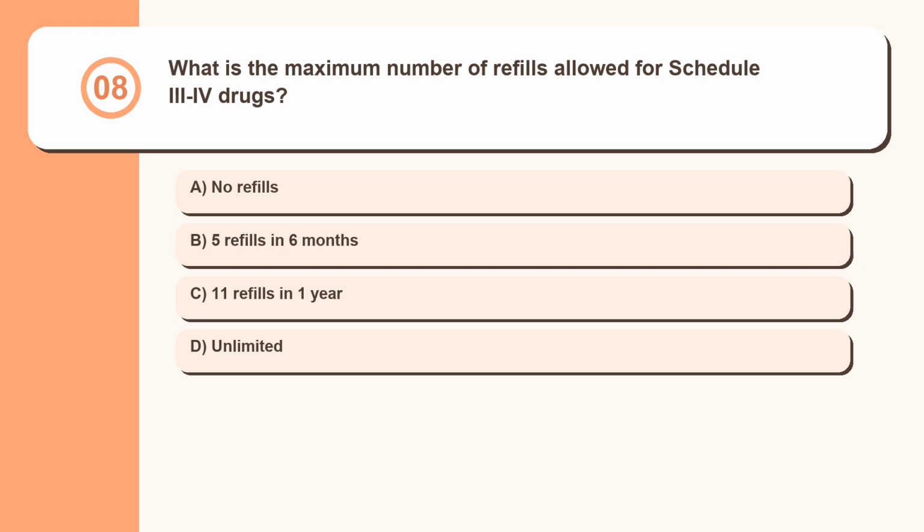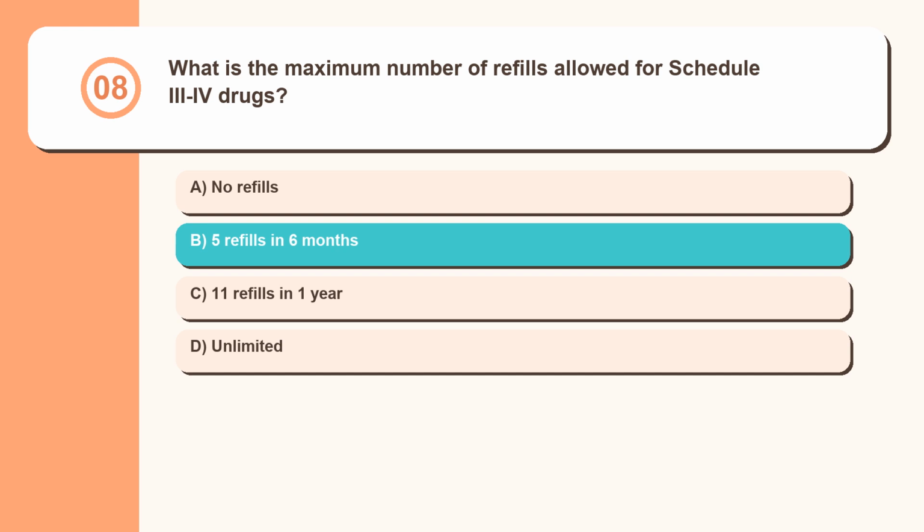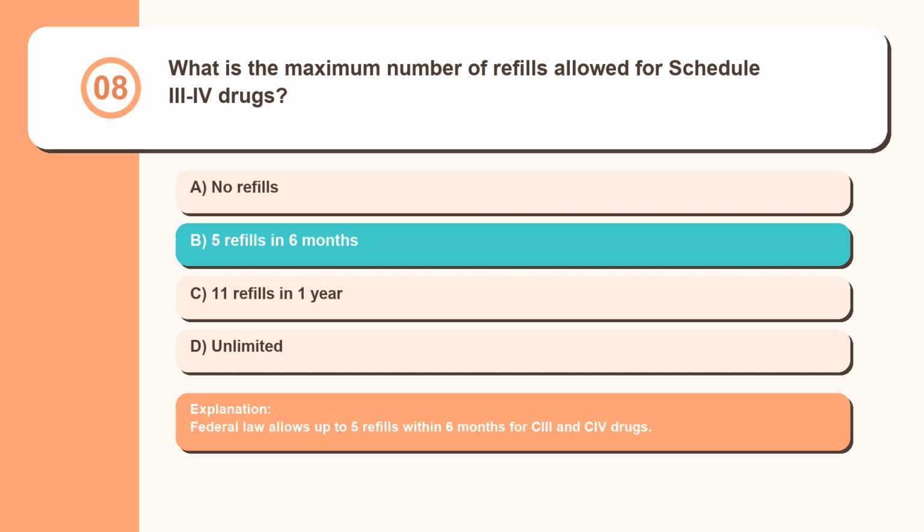Question 8. What is the maximum number of refills allowed for Schedule III/IV drugs? No refills, 5 refills in 6 months, 11 refills in 1 year, unlimited. Federal law allows up to 5 refills within 6 months for CIII and CIV drugs.